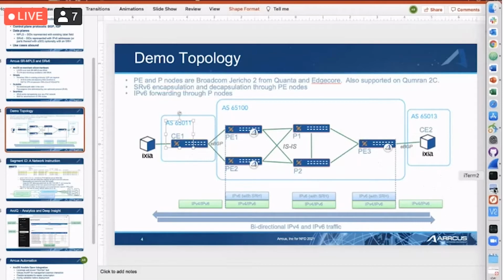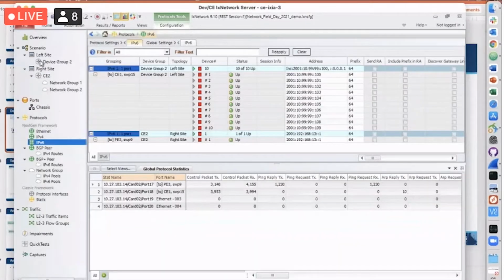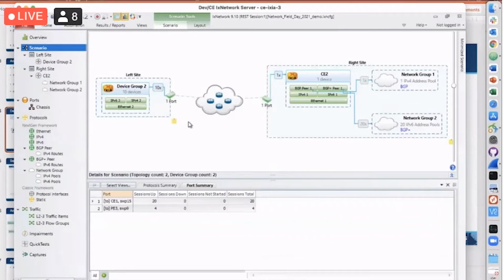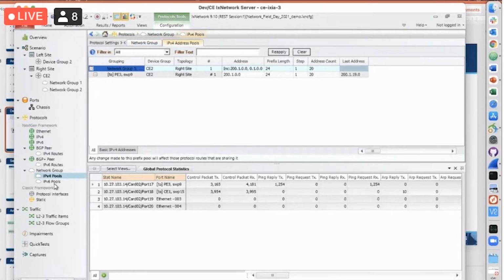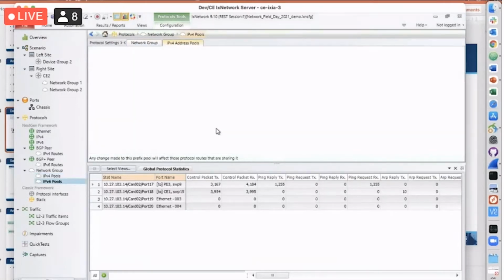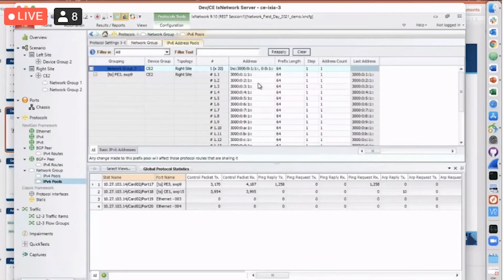So let me cover the traffic now. Again, the Ixia setup has a left and right port. One side has some subnets, and they're being distributed into the CE BGP here. On the right side, it's running BGP and advertising a number of routes out of pools configured here. So we have a range of 20 addresses starting at 200.1 for v4 and a range of 20 addresses starting at 3000, et cetera here.